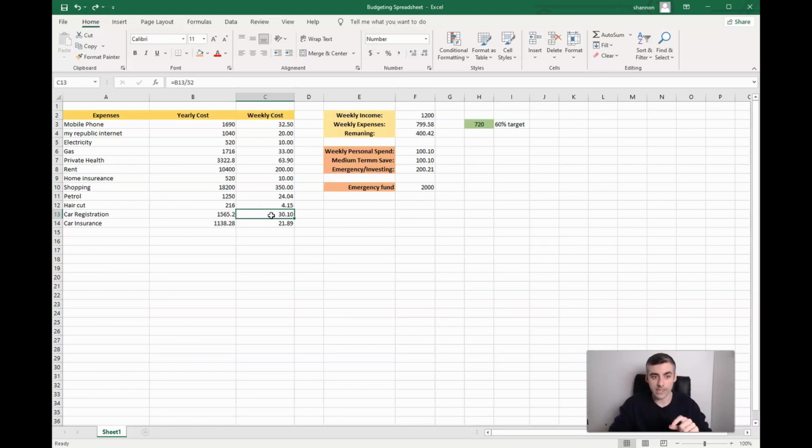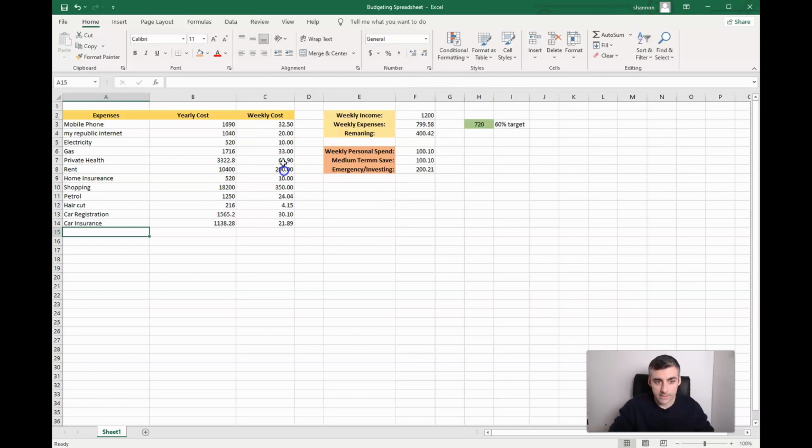So once it comes around to your registration, the money for your registration will be sitting in your bills account, and you just transfer from your bills account out to that company. And then you just leave that same amount. And obviously if the price goes up or down, you would just adjust the yearly cost over here as well.